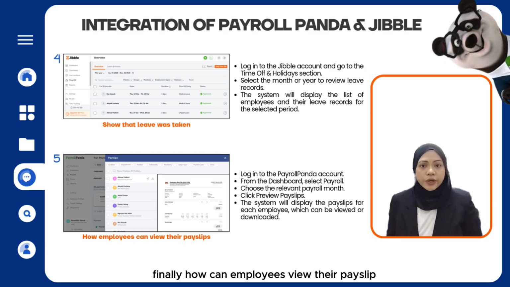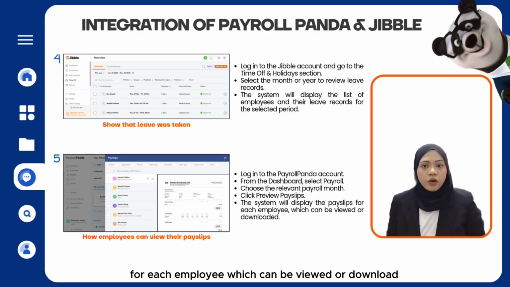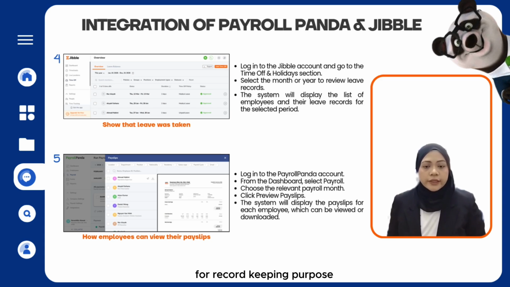Finally, how can employees view their payslip? Payslips are accessed through Payroll Panda by logging in and opening the dashboard. The user then selects the payroll section, chooses the relevant payroll month, and clicks Preview Payslip. The system will generate and display the payslip for each employee, which can be viewed or downloaded for record-keeping purposes.